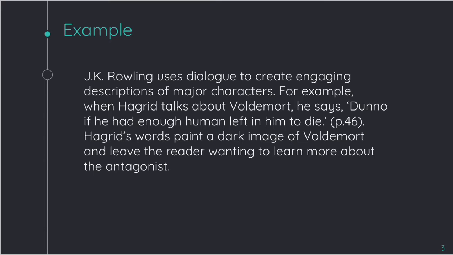Let's take a look at an example from J.K. Rowling and the Harry Potter series. J.K. Rowling uses dialogue to create engaging descriptions of major characters. For example, when Hagrid talks about Voldemort, he says, "Don't know if he had enough human left in him to die." Page 46. Hagrid's words paint a dark image of Voldemort and leave the reader wanting to learn more about the antagonist. So that's an example of the three sentence types, the T sentences.